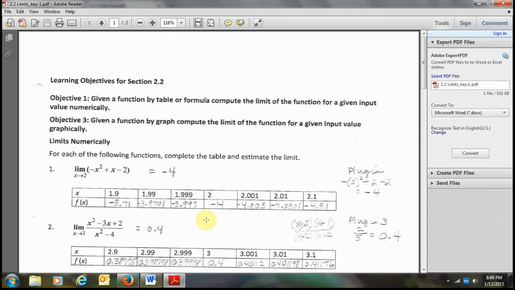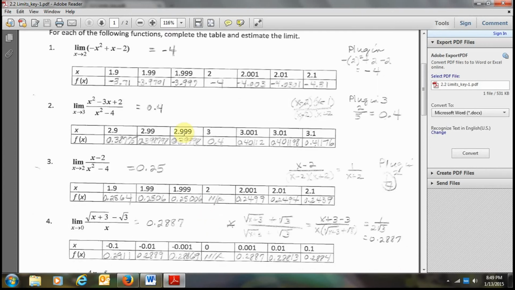But what if we were to do the same thing for the next two? Well, I can do the same thing. If I plug in values approaching 3 and I check both sides, I can see that this one approaches 0.4. This one approaches 0.25, but notice a difference. Look what happened at 2. When I plug 2 into this function, I got 2 squared minus 4. That's 0 in the denominator, so obviously this is not defined at 2.